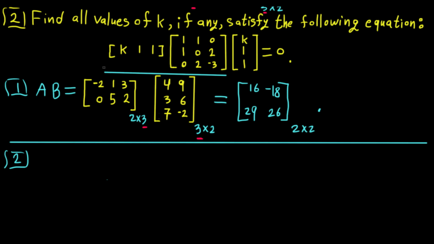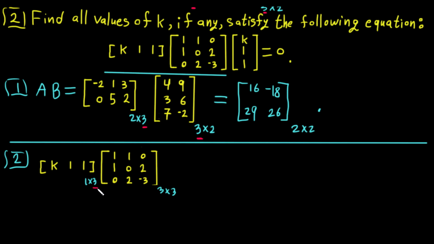Let's copy it. Here the size of this matrix is 1 by 3 and the size of this matrix is 3 by 3. Since these two numbers are equal, you can find this multiplication. So the result is a 1 by 3 matrix. This is the first column, this is the second column, this is the third column. So we have 3 columns here.